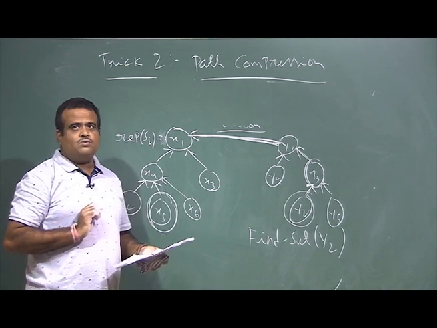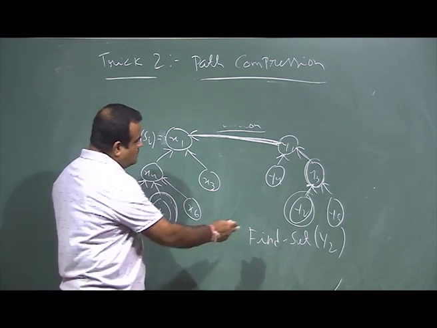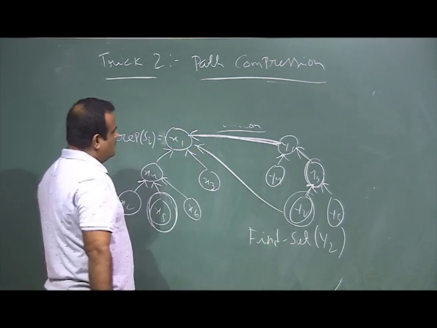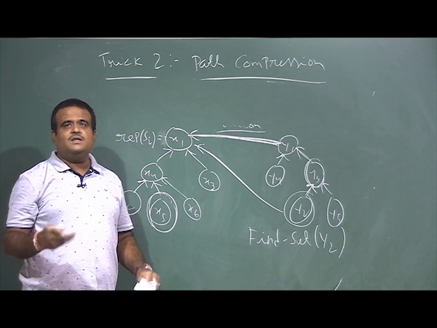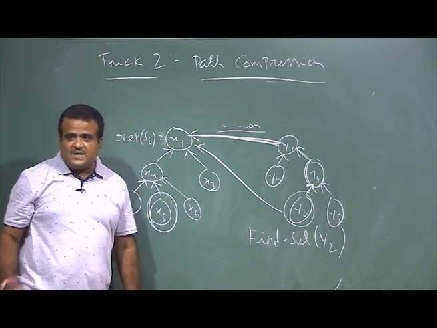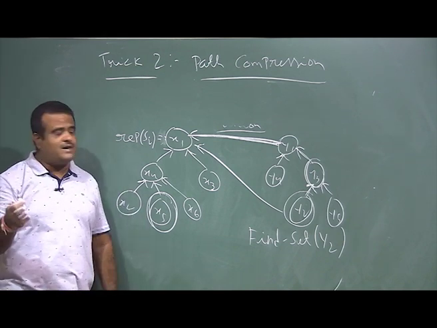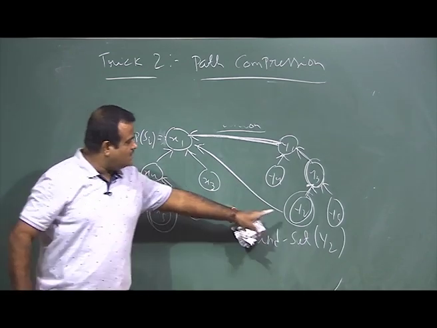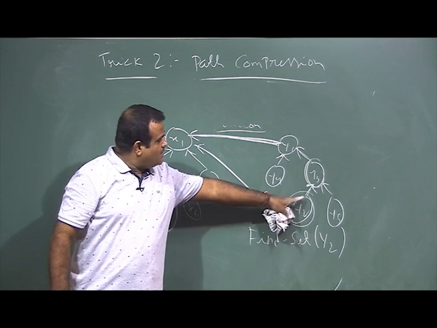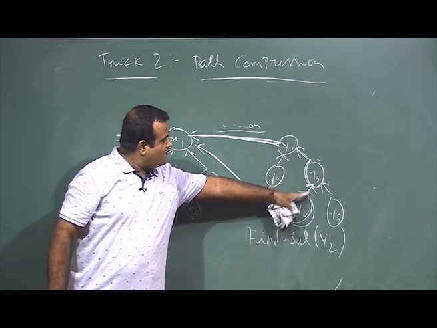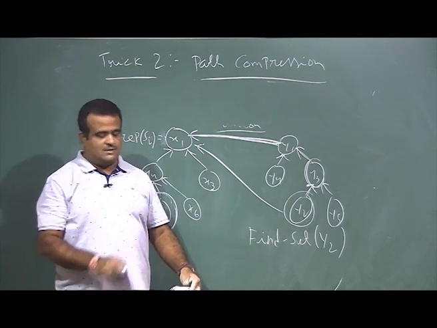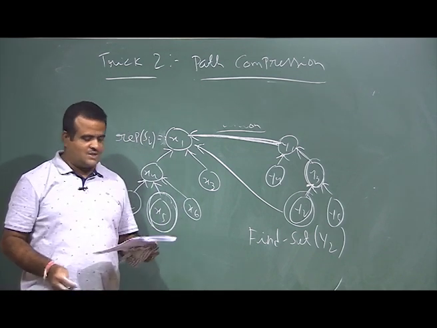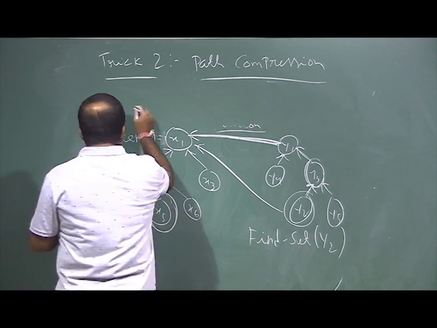Now, once we have got the root, we add a parent pointer from here to here. This is the new augmentation we are doing, so that the next time we search for find y2, we will get it directly. Not only this, we are going to add the parent pointer for each of the nodes in this path. So, that is the idea of trick 2, which is called path compression. So, let us write that.